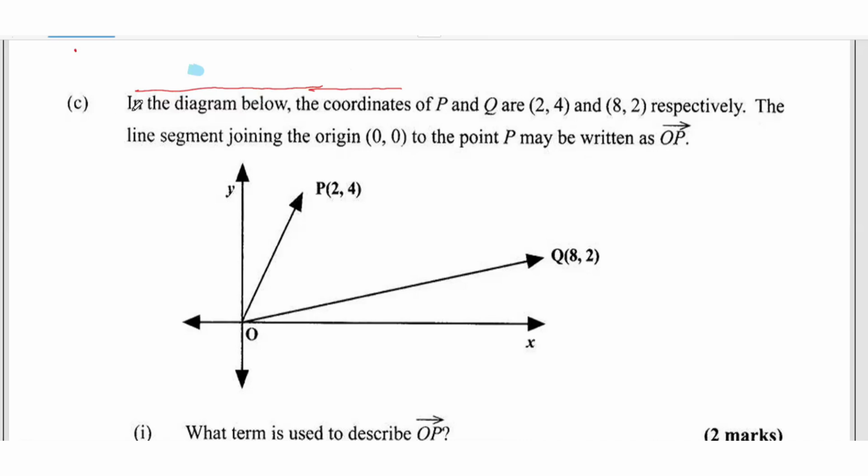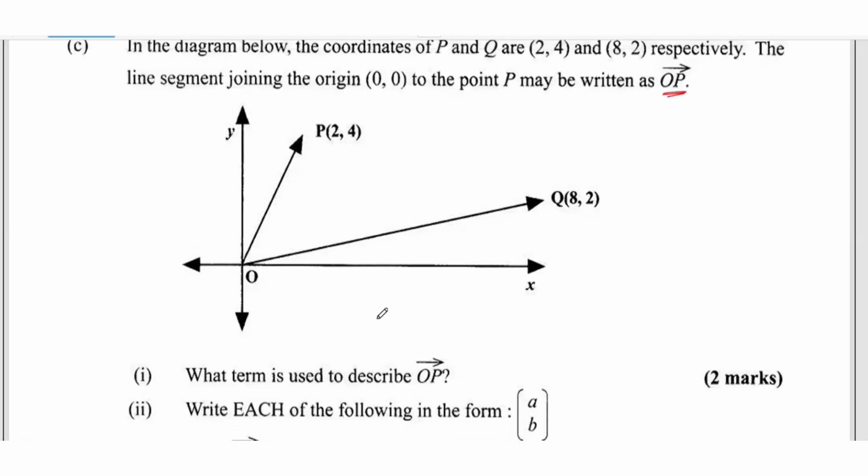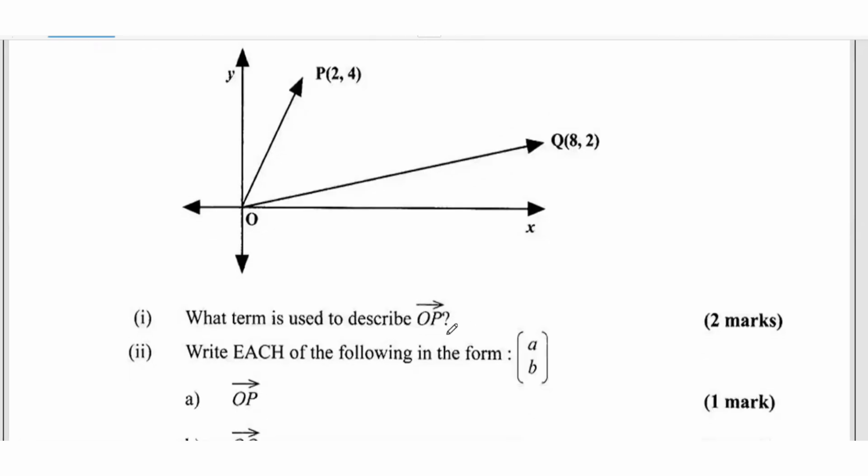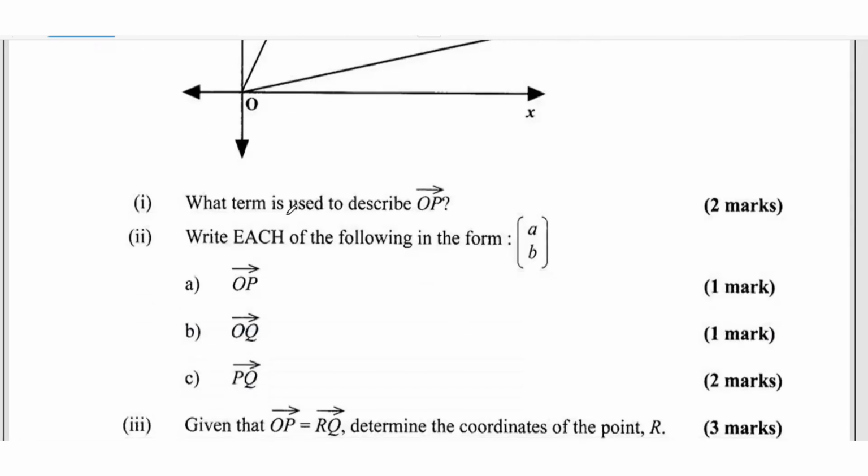In the diagram below, the coordinates of P and Q are 2, 4, and 8, 2, respectively. The line segment joining the origin 0, 0 to the point P may be written as OP. All right, so we're seeing the diagram here. So here's the first question. The first question says, what term is used to describe OP?